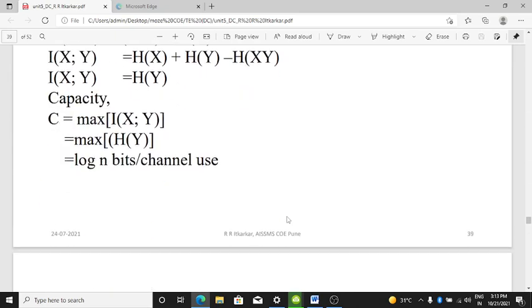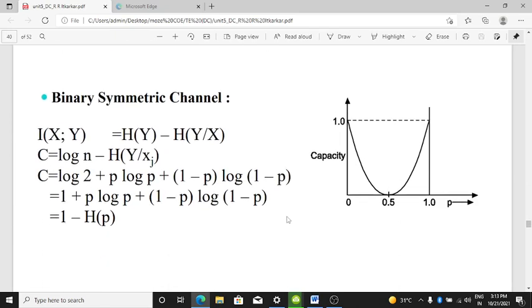Now see, here is the binary symmetric channel. Capacity C is the maximum of I of X comma Y, which is equal to H of Y minus H of Y given X. C is log n minus H of Y given X. So C is equal to log 2 plus p log p plus (1 minus p) log of (1 minus p). Then 1 plus p log p plus (1 minus p) log of (1 minus p), that is 1 minus H of p. Clear?